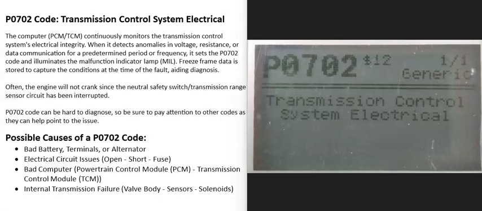So today I'm talking about a P0702 code, what it is and how you can go about fixing it. And so what is a P0702 code? Well, it's a transmission control system electrical. And so what does this mean?